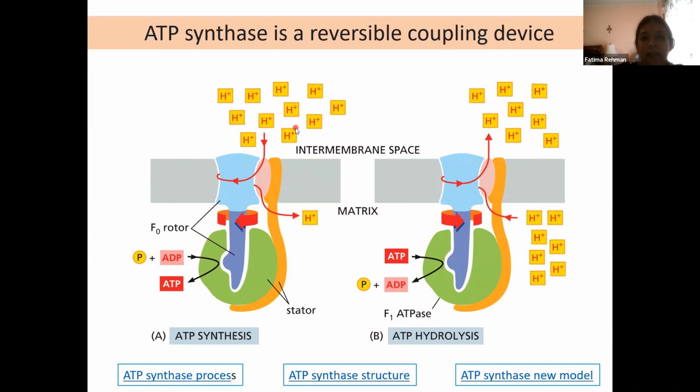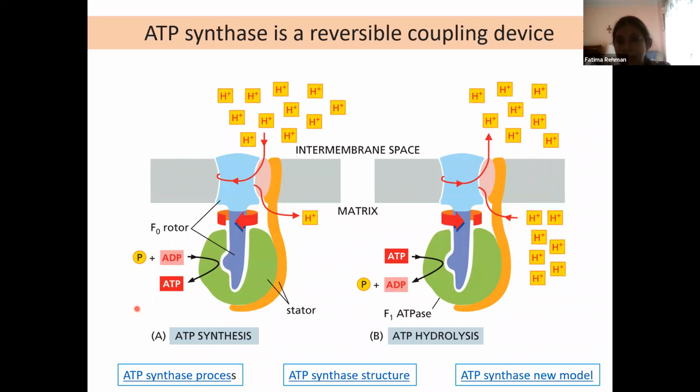So in ATP synthase, you have a reversible coupling device. The protons, as they get higher concentration in the intermembrane space, start to get shuttled into the matrix through this ATP synthase. As they move through, they rotate the core of this ATP synthase molecule, and that basically provides the energy to the system so that phosphate and ADP can be taken into this enzymatic carrier and released as ATP.